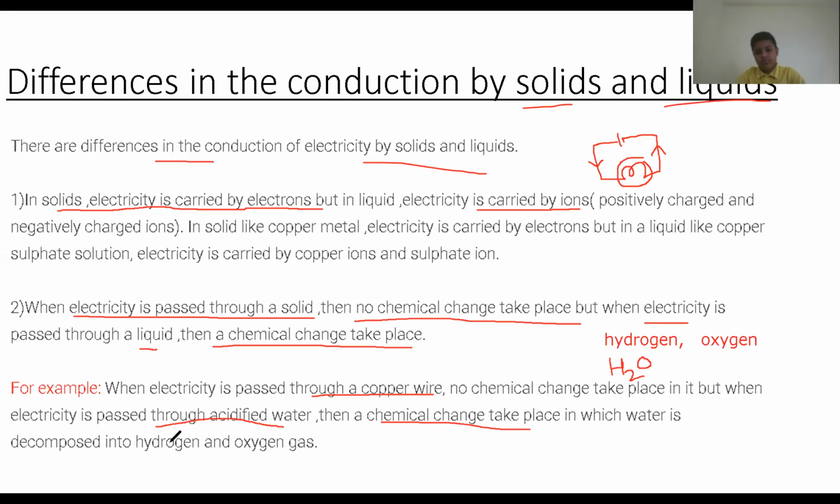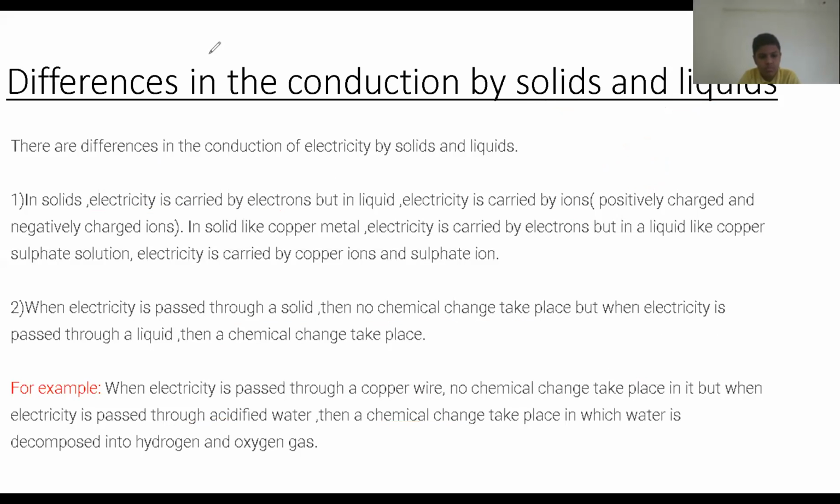But now it is just an example that this kind of chemical change takes place in a liquid when current is passed through it. Okay, so these were the two main differences between the conduction of electric current through solids and liquids. First, here it takes place by electrons, and here it takes place by ions. Here there is no chemical change in a solid, whereas in a liquid chemical changes take place. Okay, now the next one.